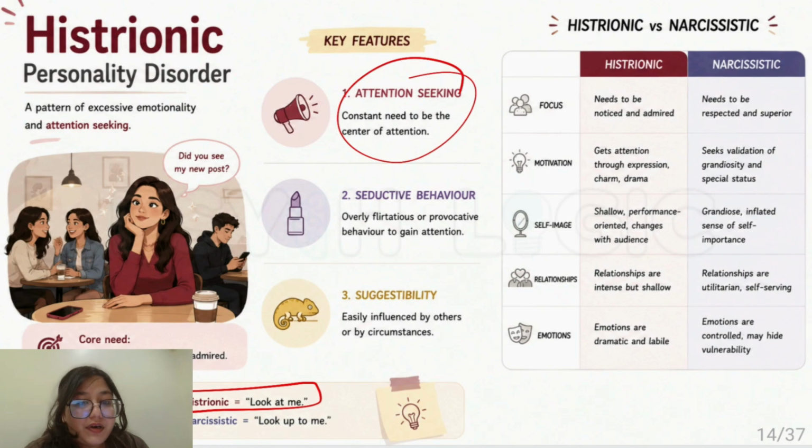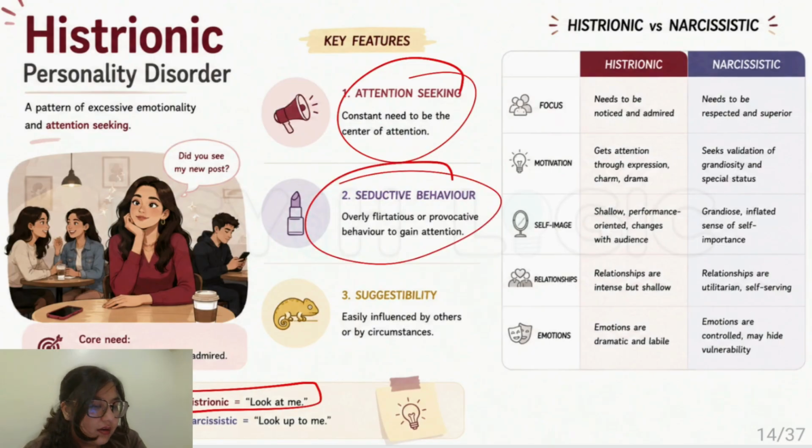Then comes rapidly shifting and shallow emotions, right? They may appear extremely excited for one moment and deeply emotional the next. But if you observe carefully, these emotions often change very quickly and may not have the depth that you would expect. Then, they often use their physical appearance to draw attention. Looking attractive, dressing well, wearing makeup, enjoying fashion does not mean someone has histrionic personality disorder. The diagnosis is only made when the overall personality pattern is consistently attention seeking and causes significant impairment.